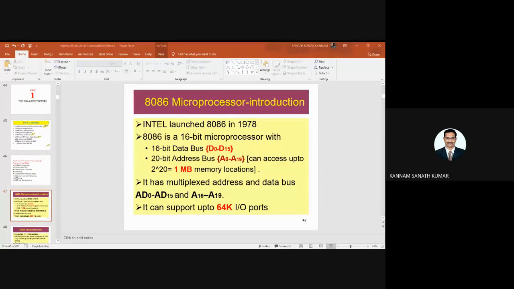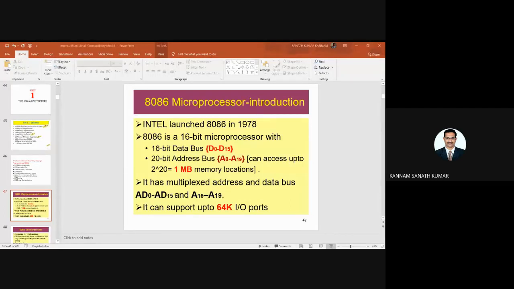Okay, so it can support up to 64 kilobytes of IO ports. So you can connect 64K. 64 is 2 power how much? 2 power 6 into K, which means 2 power 10. So 2 power 16 IO ports we can connect to the microprocessor. It can support 2 power 16 IO ports.